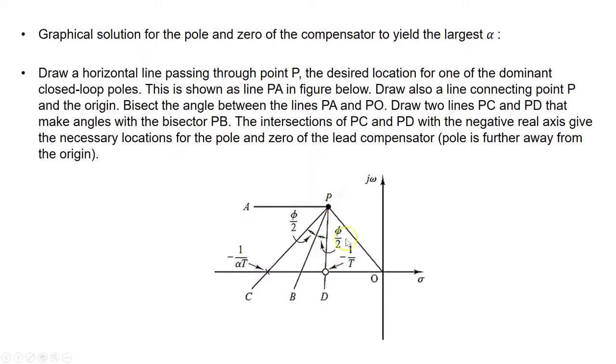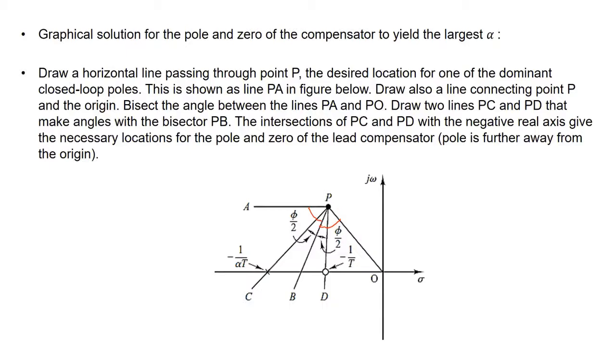We also connect P to the origin, PO. And then we basically bisect the angle APO using line PB. So the angle APO is now divided into two equal parts. One is APB and the other one is BPO. Okay, so this angle and this angle are the same.